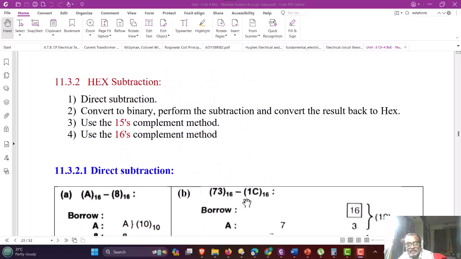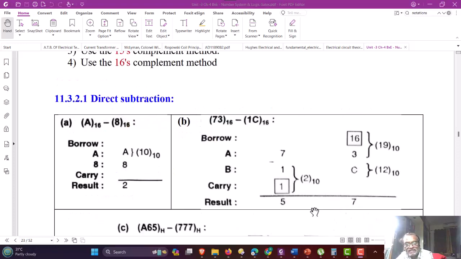Hexadecimal subtraction can be done directly in hexadecimal itself, or you can do it by converting the hexadecimal number to binary, performing the binary subtraction, and then converting the result back to hexadecimal. Subtraction is shown here. The first number is A and the second number is 8. A corresponds to 10 in decimal and 8 is 8 in decimal. So 10 minus 8 is 2. The result is less than 16 and therefore it is in hexadecimal form.